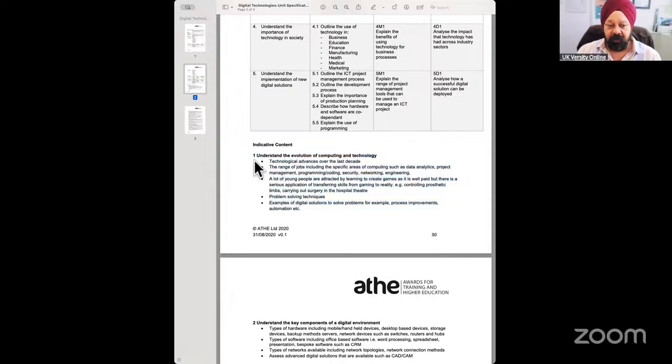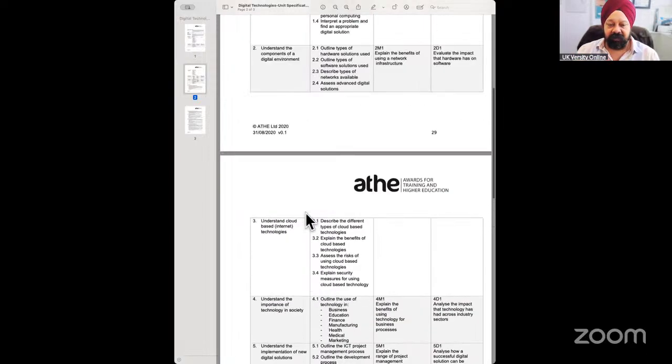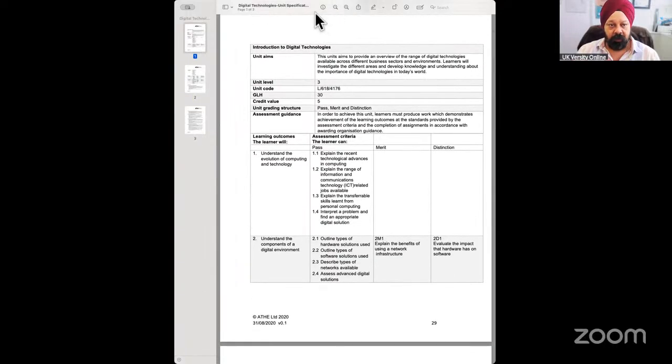But in general, most of the presentations that we'll go through, the material that you study, is going to be based on the coverage of the indicative content which the awarding body has given us as a bit of a guideline. So let's go into a bit more detail by going into the presentation and discuss this particular learning outcome in a great bit of detail. So let me just share my screen.